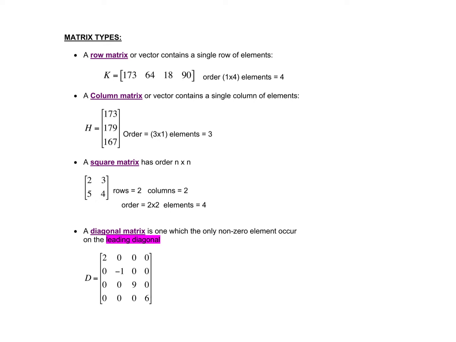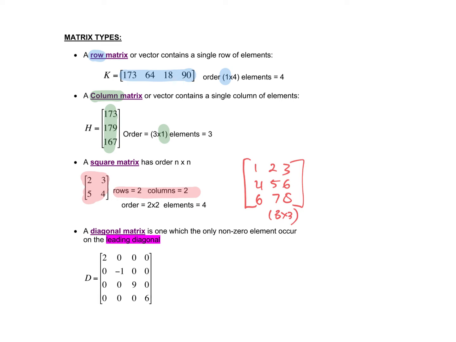So if you have a row matrix, obviously you can see there's always just one row. So in the order, you'll always see a 1 in the front. If you have a column matrix, you'll see just one column, so you'll see a 1 as the second number in the order. Very self-explanatory. A square matrix has the same amount of rows as columns. So a square matrix can be a 3 by 3 if you want. I just made that one up. That's a 3 by 3, also a square matrix.